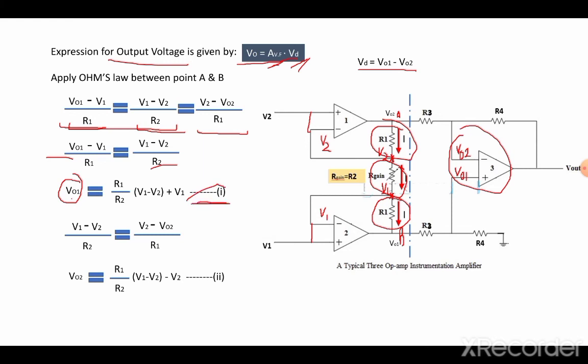From here we can get the result for V01, and it can be termed as equation number 1. Now we will calculate the value of V02 from these two parts of the equations, that is (V1 minus V2) over R2 is equal to (V2 minus V02) over R1, where V02 is written as V2 minus (R1 over R2)(V1 minus V2), and it is equation number 2.